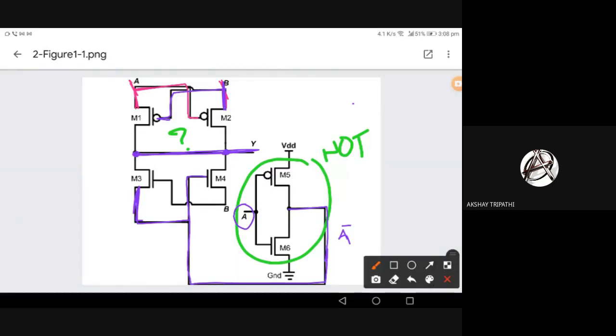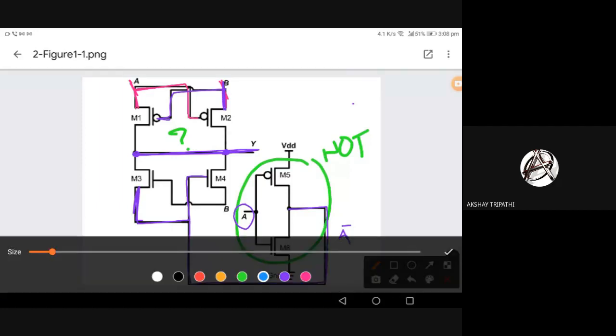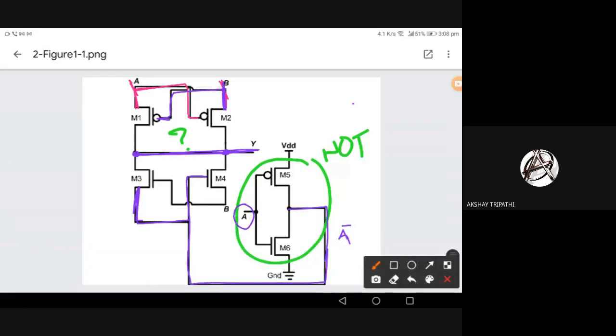Okay, let's take different values. Let's take A and B different values, and let's see what is the output of Y. So let's keep both A and B 0. Let's start with 0 0. As usual, all our logical gates start with 0 0.